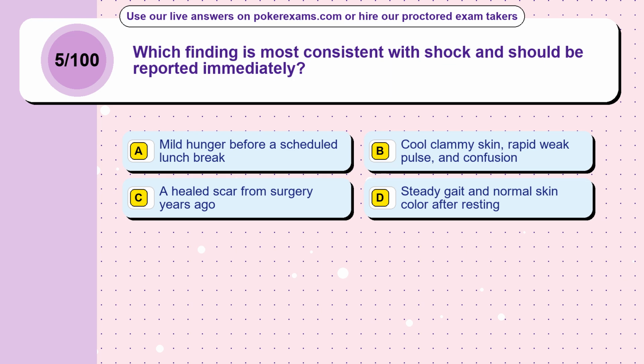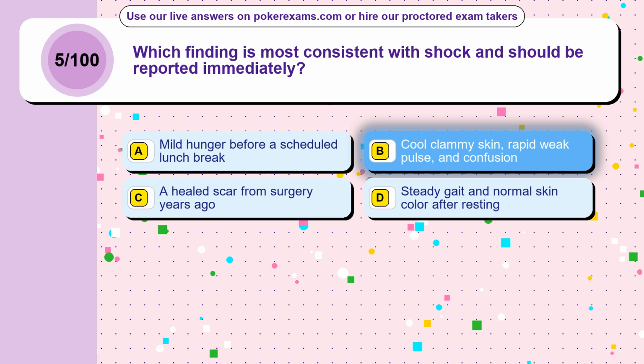Question 5. Which finding is most consistent with shock and should be reported immediately? Option A. Mild hunger before a scheduled lunch break. Option B. Cool clammy skin, rapid weak pulse, and confusion. Option C. A healed scar from surgery years ago. Option D. Steady gait and normal skin color after resting. The correct answer is option B.